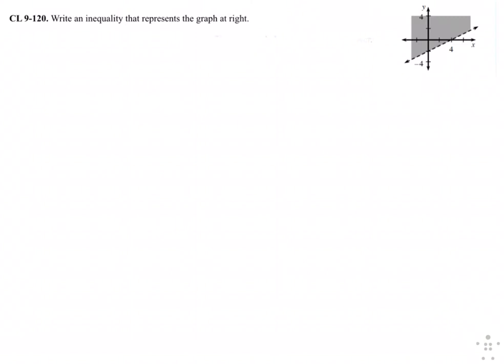Okay, for 120, they want us to write an inequality. So already the line is dashed, so we know it's a less than or a greater than. So if we were going to write an equation in slope-intercept form, it looks like the y-intercept there is at -2.